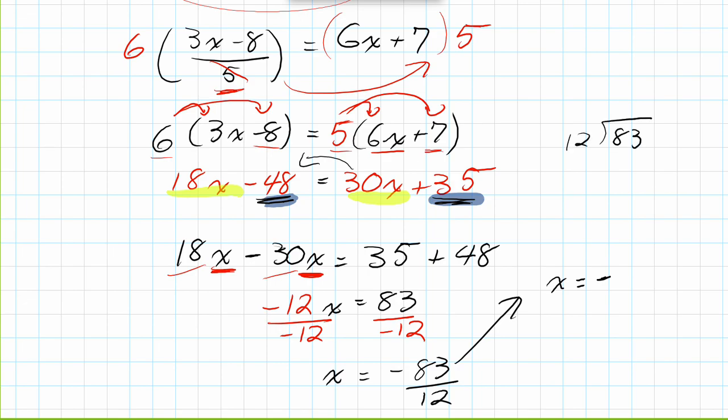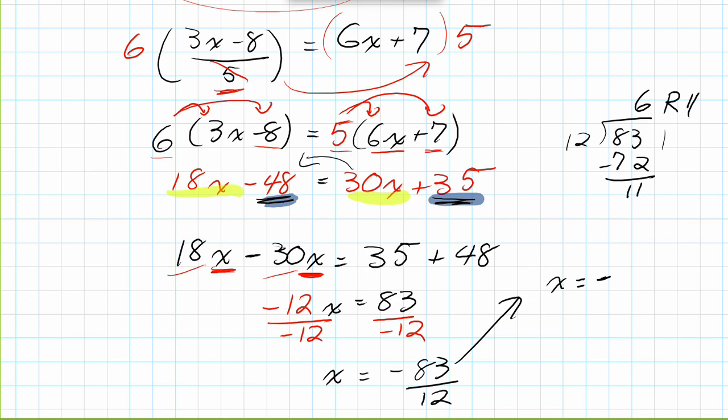You could do it with a calculator if you have it. I believe if I go 7 times, no, that doesn't work. 6 times. 6 times 12 should give me 72, and that gives us 11. Remainder 11. That's what's important. Remainder 11.